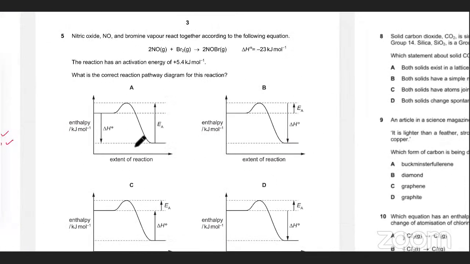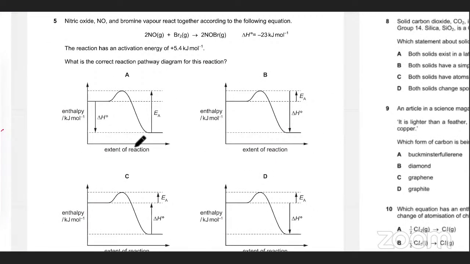Now the 5th one is your basic O-levels question. The reaction has an activation energy of 5.4 and it's an exothermic reaction. For an exothermic reaction, all of them are actually exothermic. The products are going to have a lower energy compared to the reactants. They're losing energy. And for delta H, first thing, all your arrows start at the reactants.